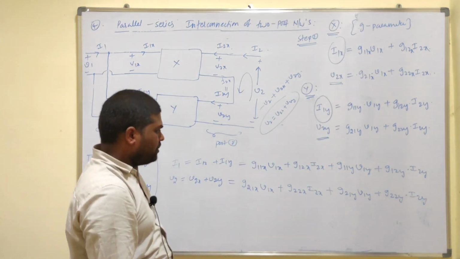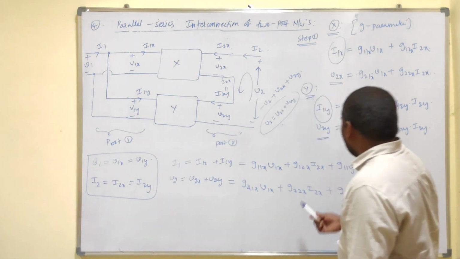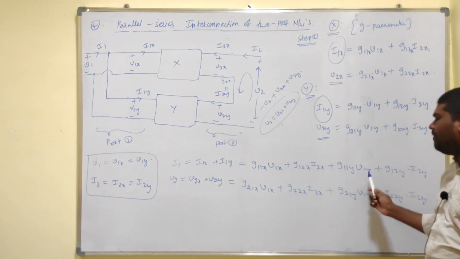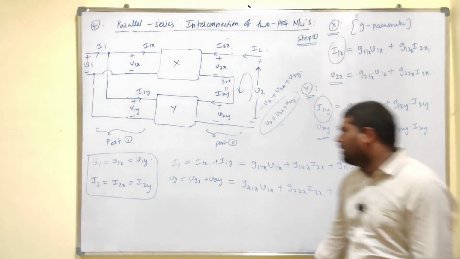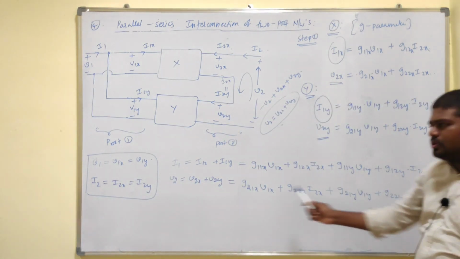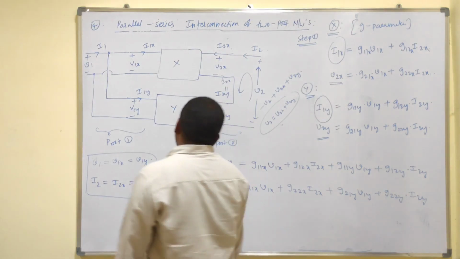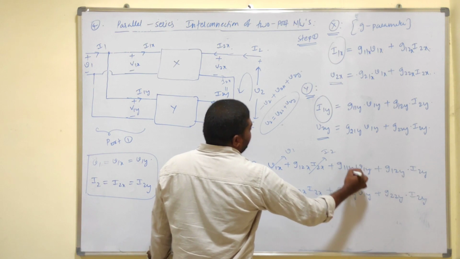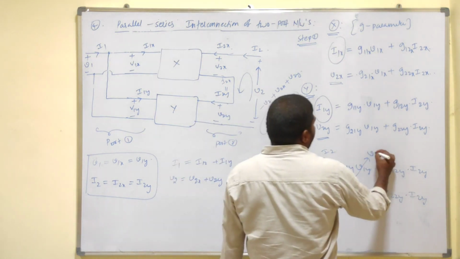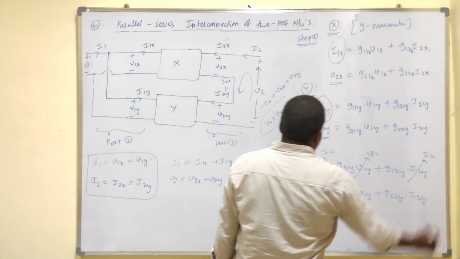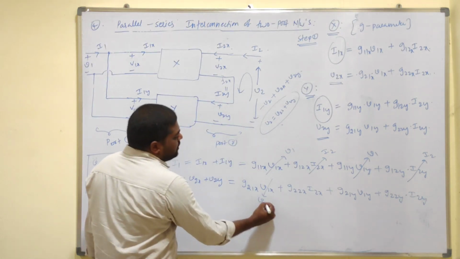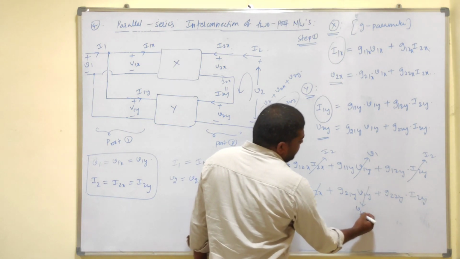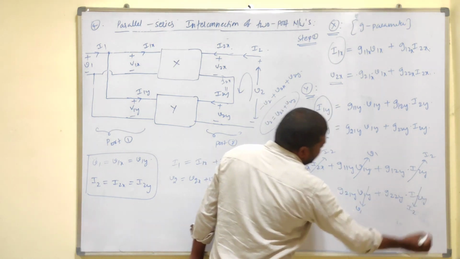Now you can observe V1x and I2x, V1y and I2y. V1x and V1y equal V1, and similarly, I2x and I2y equal I2. You can replace them with the V1 and I2 variables. So V1x equals V1, I2x equals I2, V1y equals V1, and I2y equals I2.